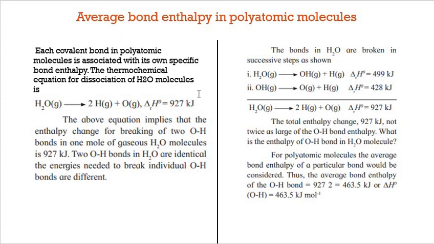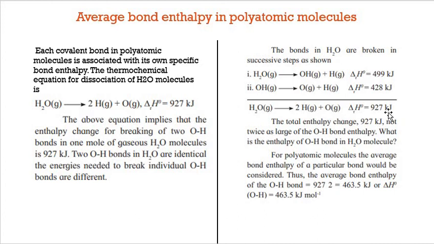How are the bonds breaking? Let's see. In the first step, gaseous H2O will be converted into gaseous OH plus a hydrogen atom, and this much energy is the enthalpy change. In the second step, the bond between oxygen and hydrogen breaks to give oxygen and hydrogen atoms, with its own ΔrH° value. On adding these two, water breaks into hydrogen atoms and an oxygen atom, all in gaseous state, and the total enthalpy change is 927 kilojoules.